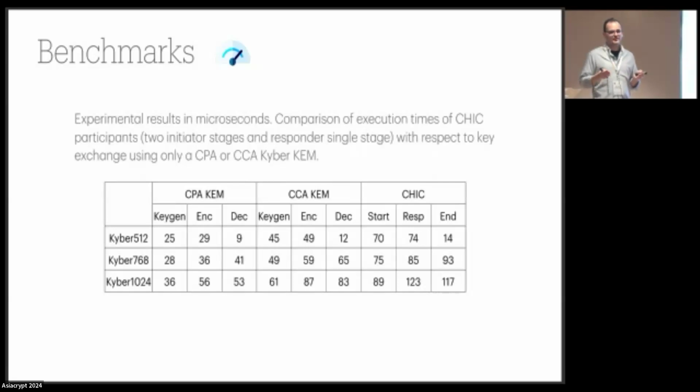And in terms of bandwidth, the only overhead that we have is the tag that needs to be transmitted from Bob to Alice. Otherwise, you just send one public key one way, and the ciphertext plus the small tag the other way.